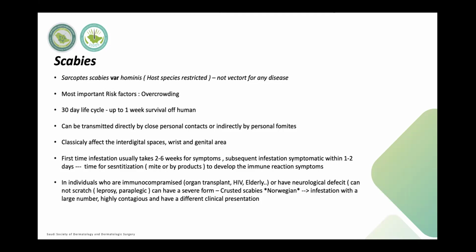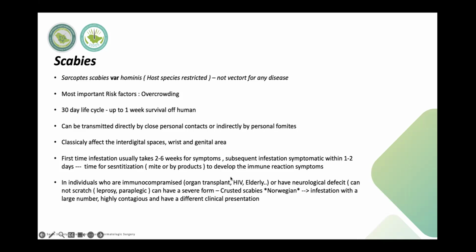So it's not from dogs, not from cats or any animal. And that's why the most important risk factor is overcrowding. And the scabies mite can live up to 1 week outside the human, usually 2-3 days up to 7 days. So if someone is infected, for example, their clothes or anything can carry it for a few days. And then if someone wears these clothes or touches them, they can get the infection within these 7 days. And that's how this infection is transmitted, either by personal contact or personal fomites.